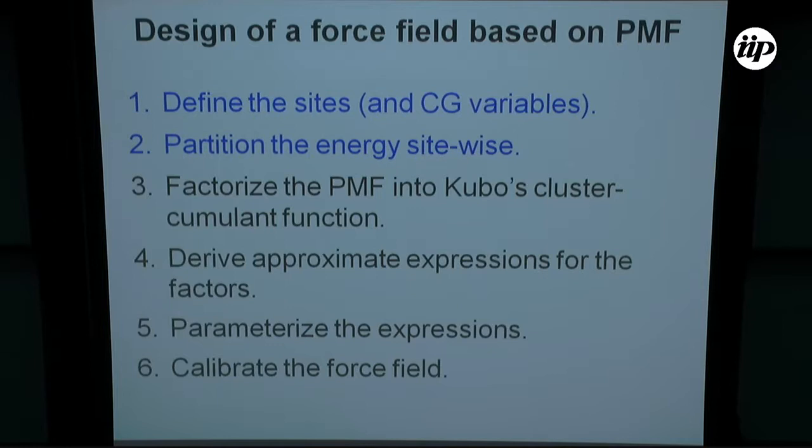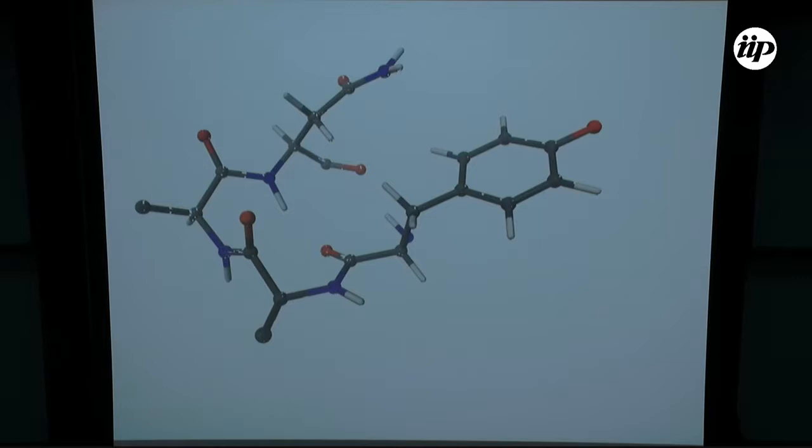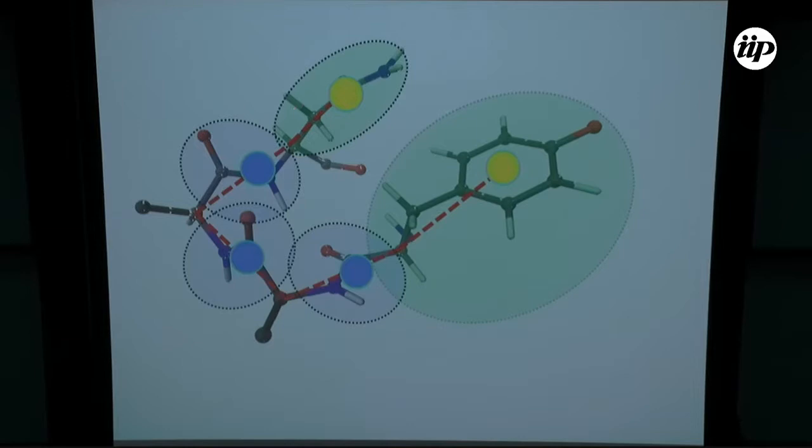Okay, so let me now cover simultaneously the first two steps, and let's have a fragment of a polypeptide chain. So actually, this is the pressing ring of the oxytocin molecule. Okay, so I said that UNRES will be the example. So in UNRES, we have the interaction sites, which are peptide groups and sidechain centers. And we anchor the peptide groups not in the centers of mass, but at the C alpha. C alphas are not interaction sites. Okay, so here now we assign the atoms to the centers, and now we partition the energy.